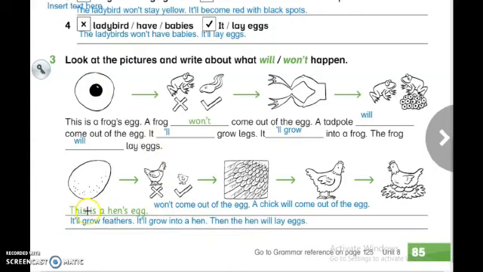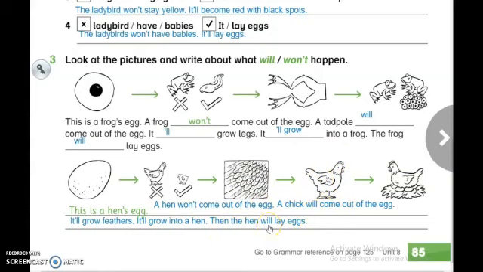Now let us read these stages again. This is a hen's egg. After that, a hen won't come out of the egg. After that, a chick will come out of the egg. And it'll grow feathers. As you can see in this stage, we have feathers. Then it'll grow into a hen. Finally, the hen will lay eggs.